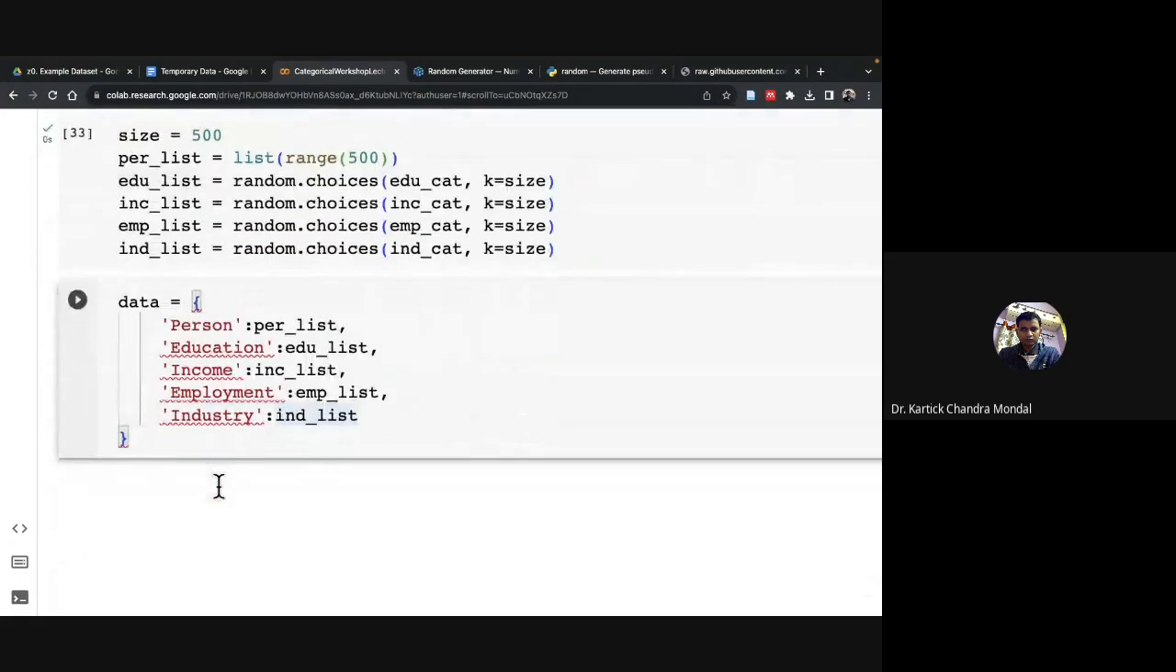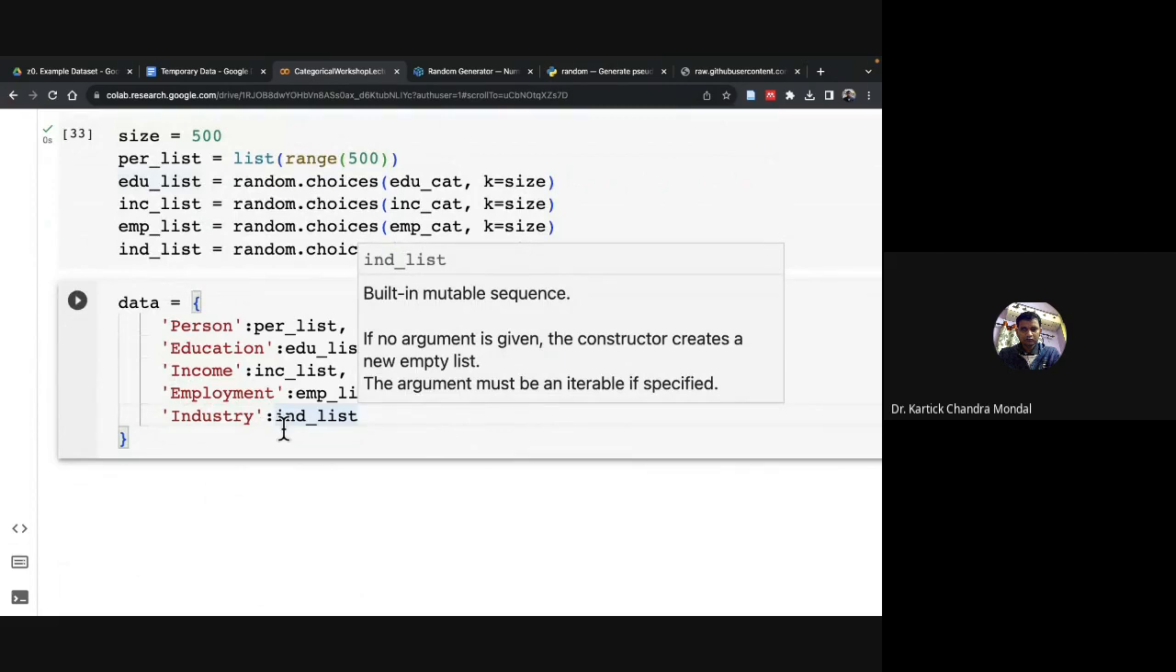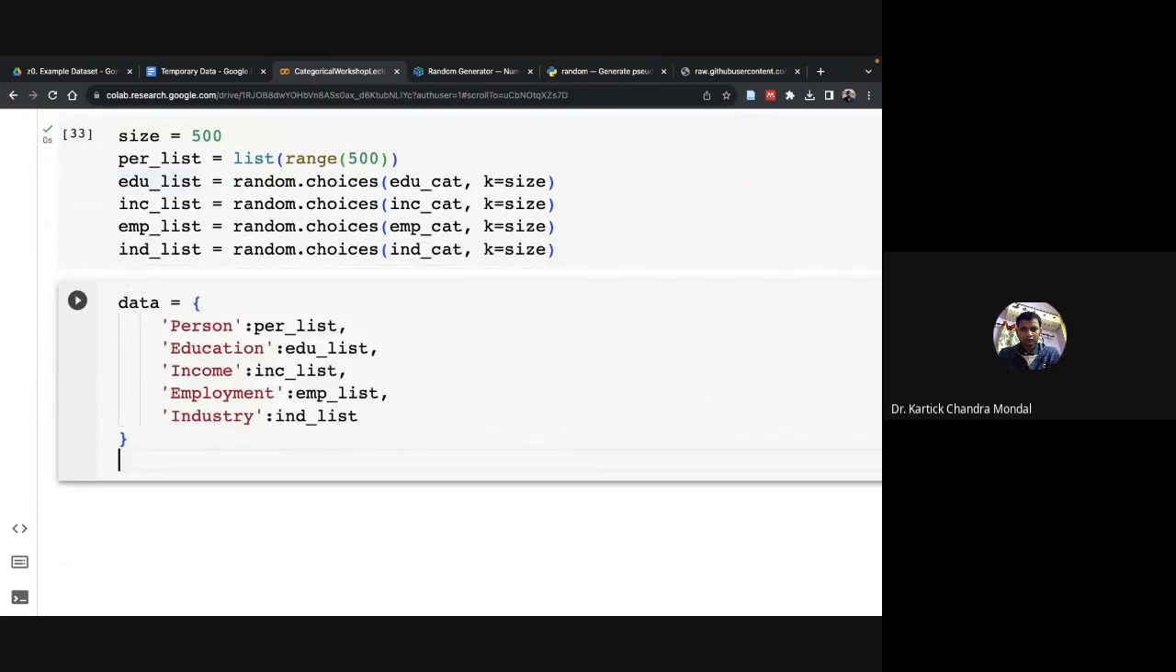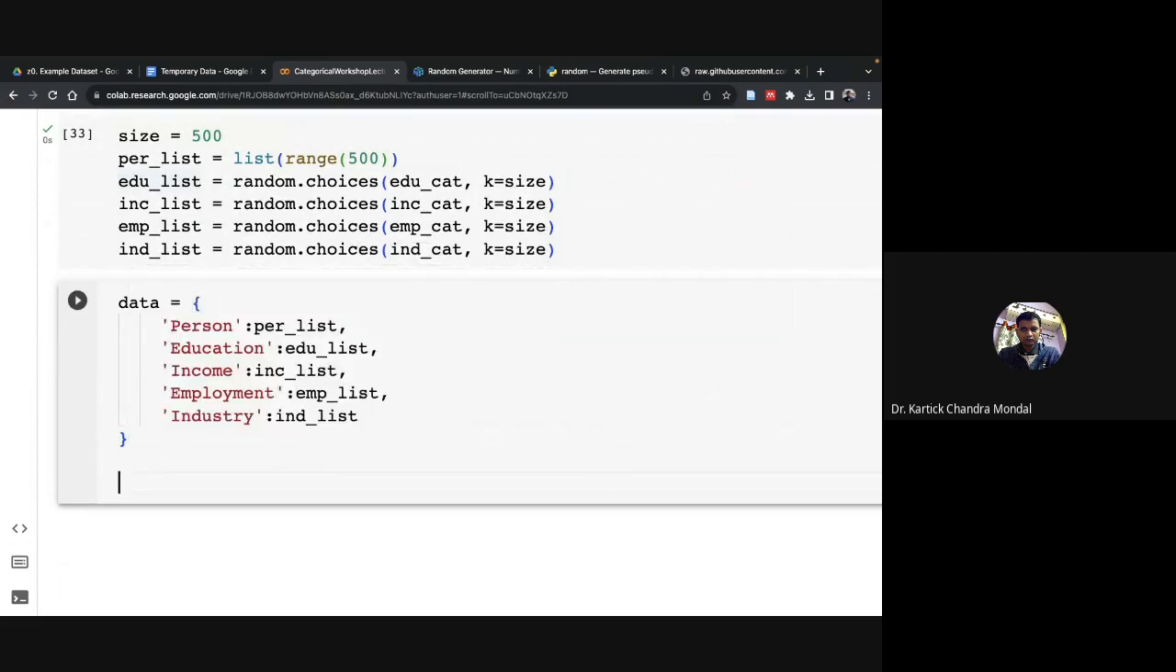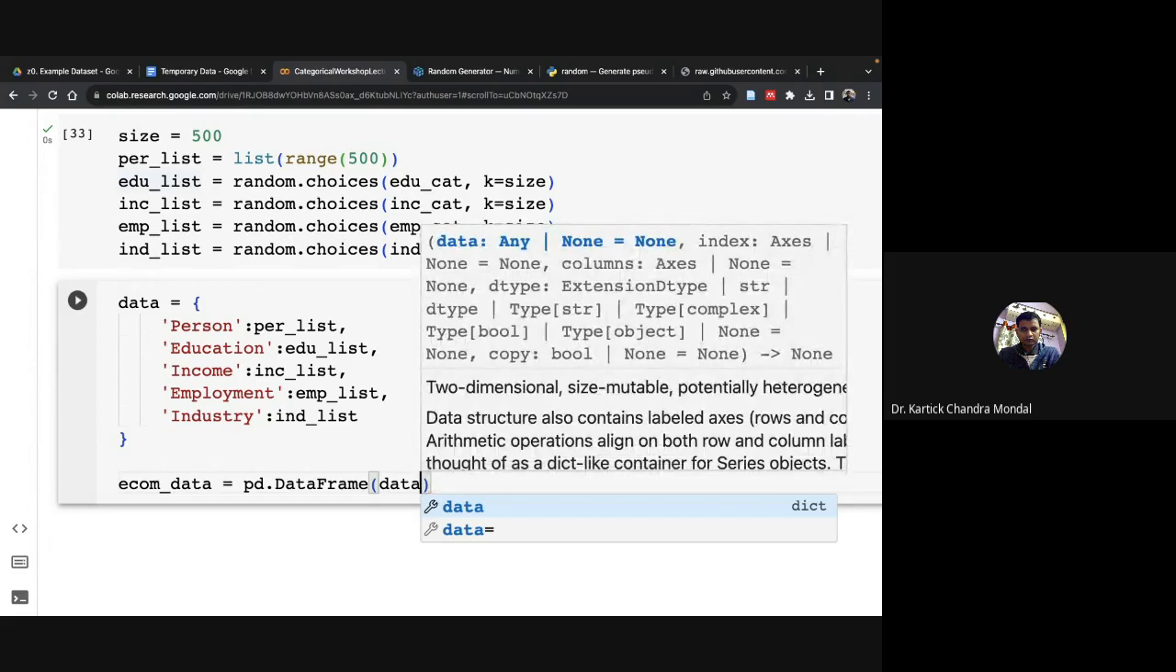Okay, and then you make the data frame. Ecom data is equal to pd dot data frame. Okay, just a minute.